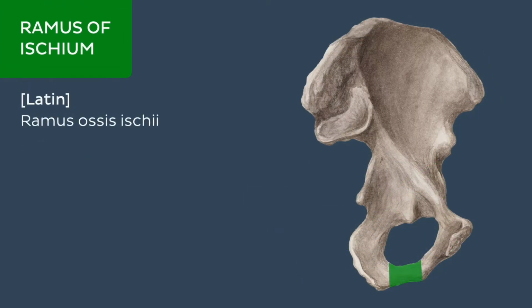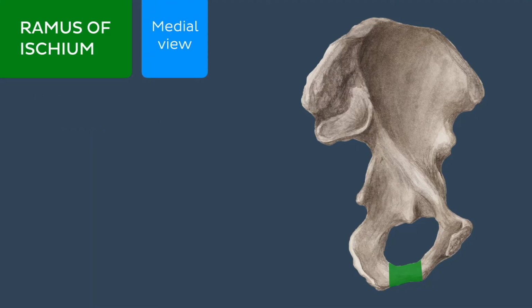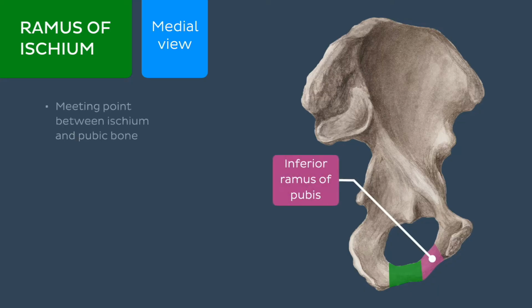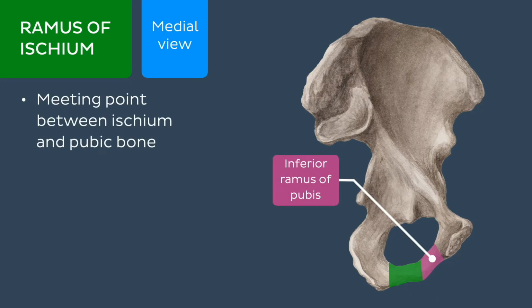Let's look at the ramus of the ischium in a bit more detail. Here we're looking at it from a medial perspective. We can see that the ramus of the ischium fuses with the inferior ramus of the pubis. So this is a meeting point between the ischium and the pubis.